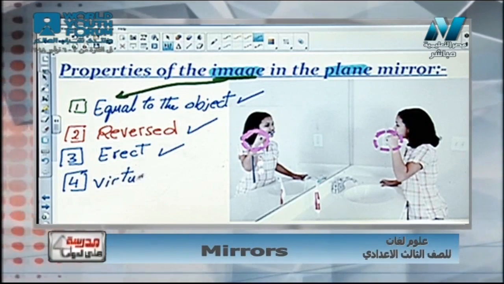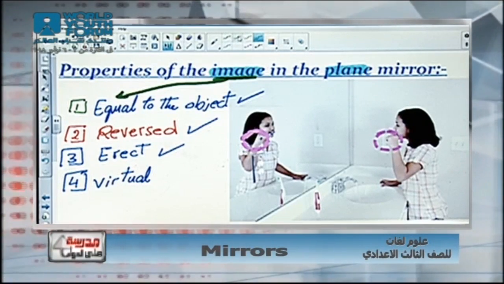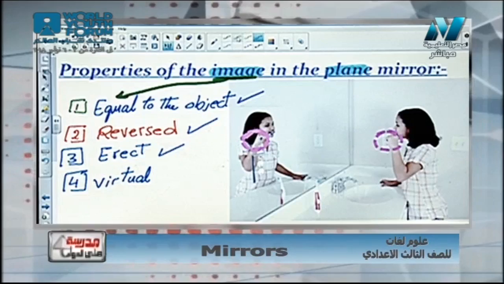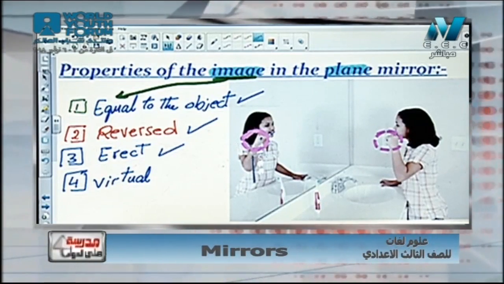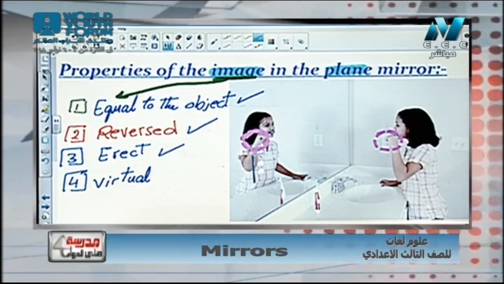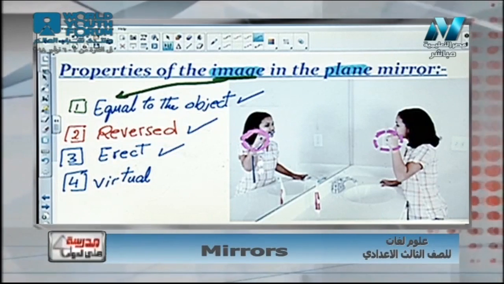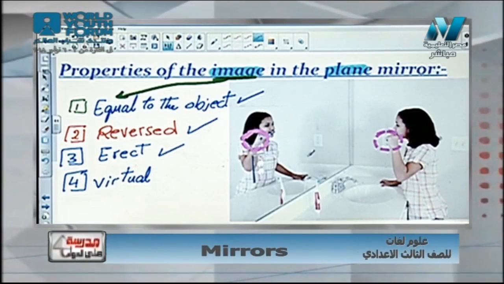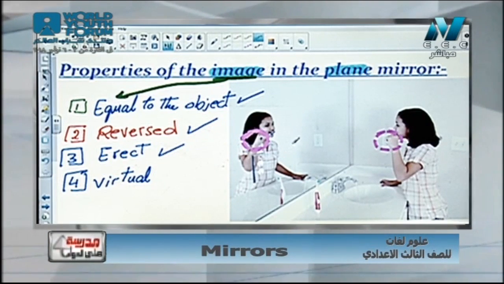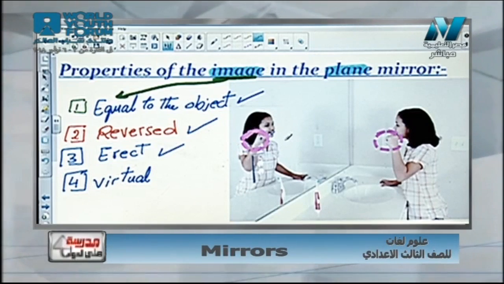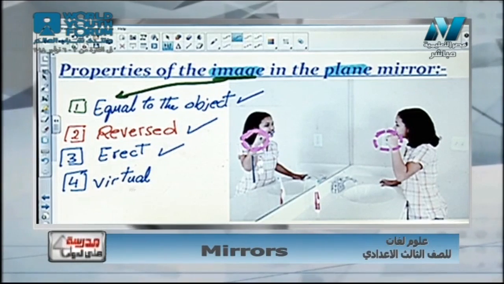What is meant by virtual? Virtual means not real, not a real image. If we have an image here, we have nothing actually behind the mirror. But you can see your image in the mirror, and you can see the toothpaste and the toothbrush in front of us, and we have nothing inside the mirror. So the image here is virtual.